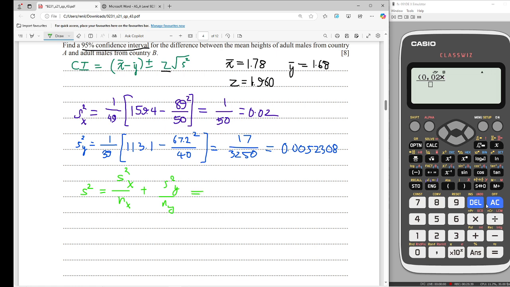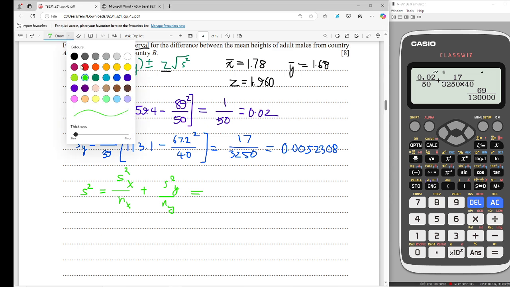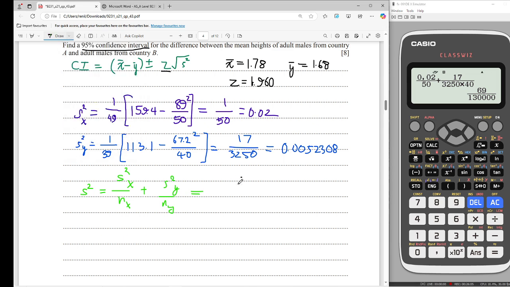So using this we can get 0.02 divided by number of terms of x, which is 50, plus 17 by 3250, and we're just multiplying the denominator for this one, divided by 40, so times 40, which is equal to 69 by 130,000. Let's put this in black. So 69 by 130,000.